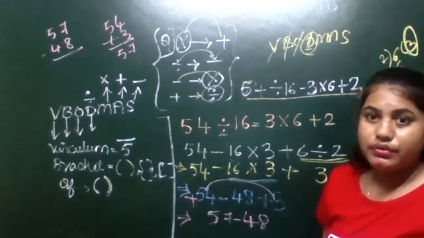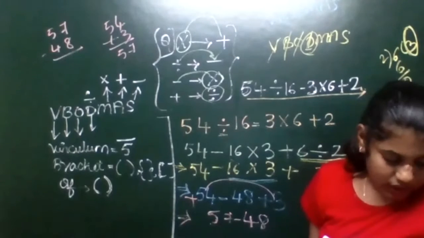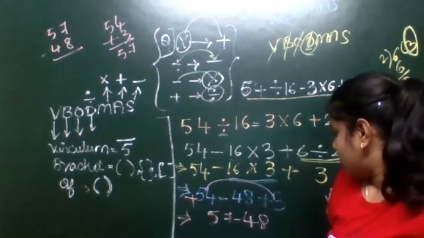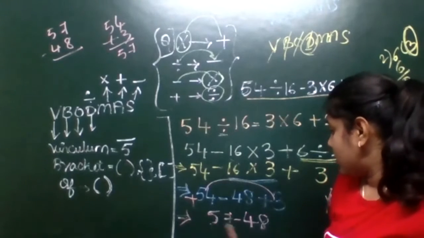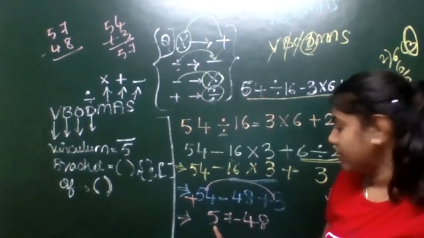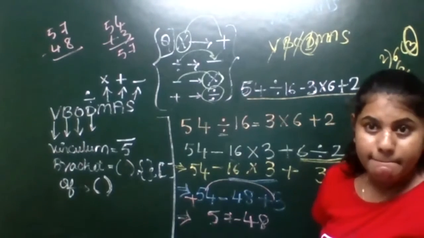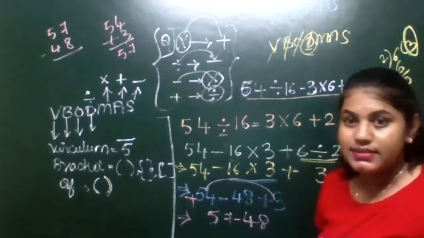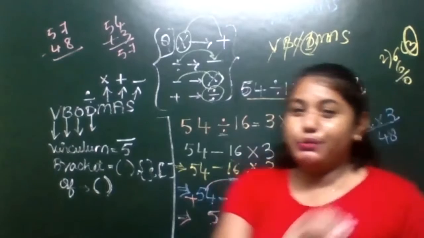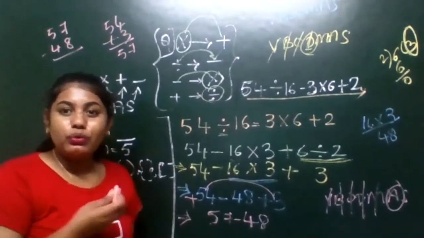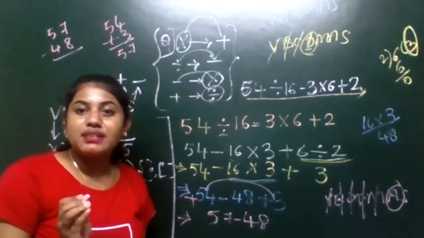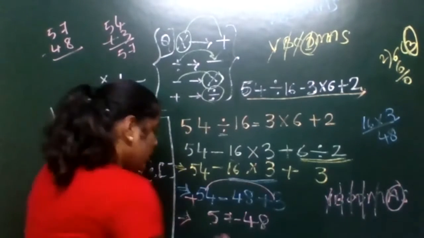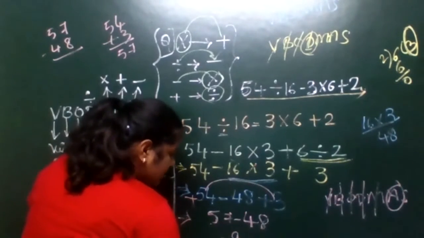What is the answer? 57. Let me know, guys, what is 57 minus 48? If you don't know basic mathematics, please forget about your intelligence test. 57 minus 48 is 9.